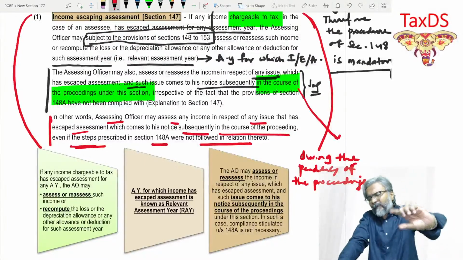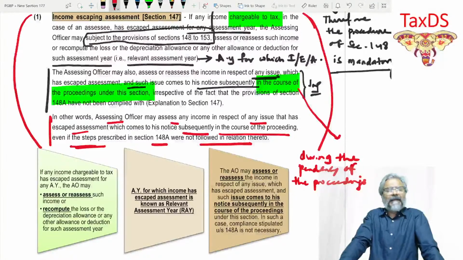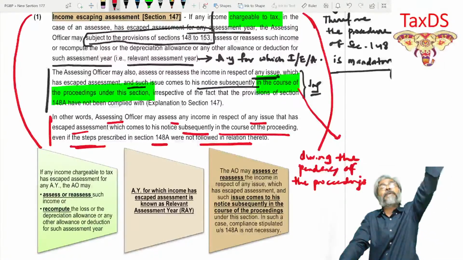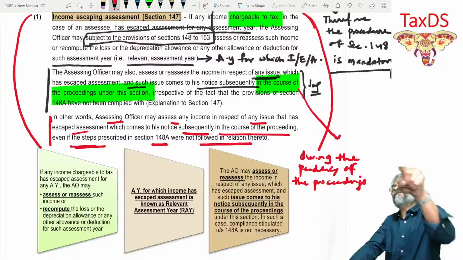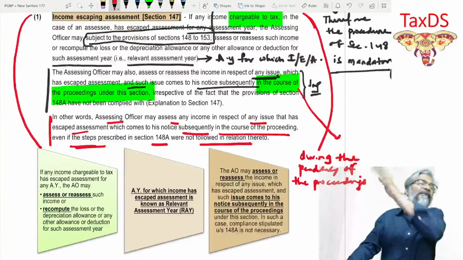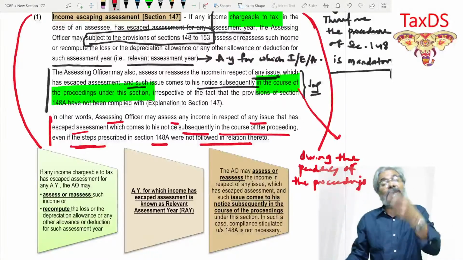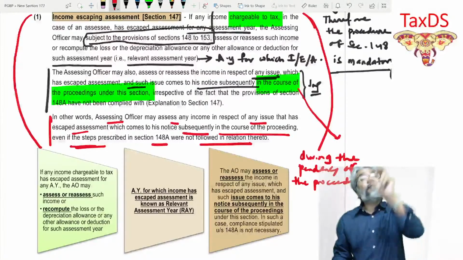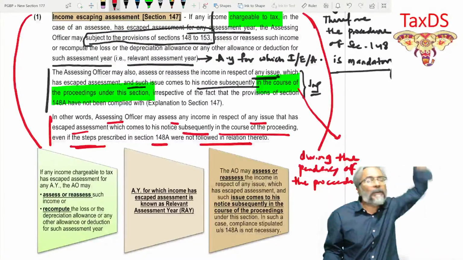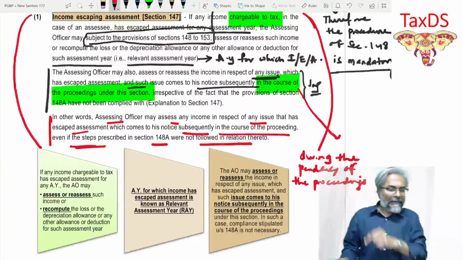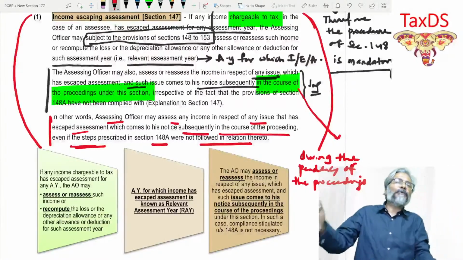But just let's take a twist in that example. Instead of AY 23-24, say for example, this business income was pertaining to AY 21-22. So while I am doing the assessment of capital gains for AY 23-24, during the pendency of 147, I found out another income, that is the business income, which has escaped the assessment. But for which AY? AY 21-22. Not AY 23-24. AY 21-22. Now you tell me, in this particular case, am I supposed to issue a fresh notice?